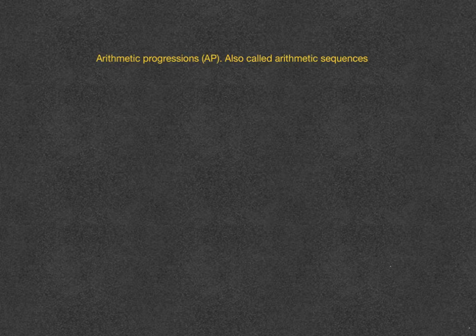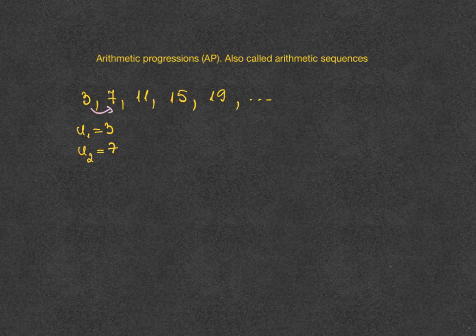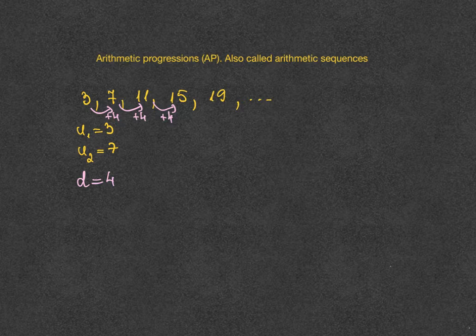I remind you that an arithmetic progression is one where each term is equal to the previous one added the same number, called the common difference. For example, in this sequence, the first term is 3, the second term is 7, and as you see, every time I add 4. So the common difference is 4. We have a general notation d for the common difference, but it really doesn't matter what notation you use.